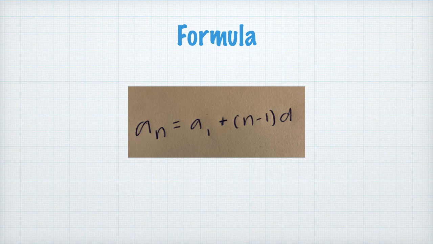Formula: there is only one formula for this lesson, and it's a_n equals a_1 plus parentheses n minus 1 close parentheses times d. They all have their own meanings. The a_1 is the first term of the sequence. The n is the number that you're going to be trying to find of the sequence. It could be 5, 7, 8, any number. And d is the difference between each number. It's usually the constant rate.